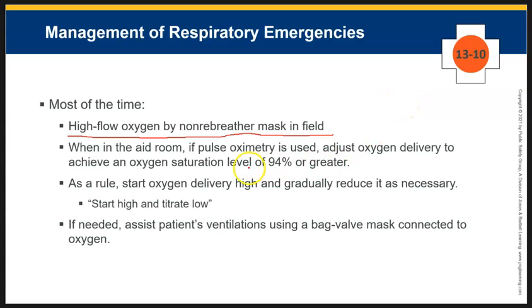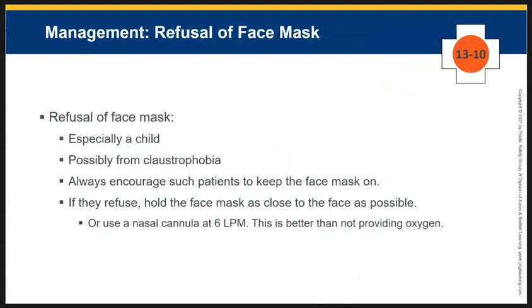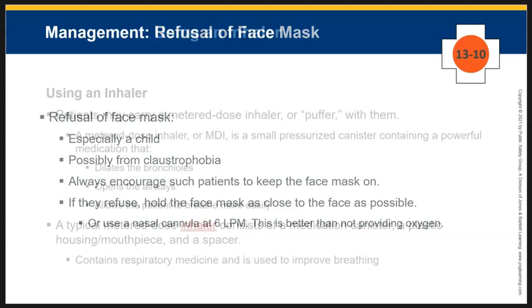In the aid room, we can check oxygen saturation level using a pulse oximeter to ensure that it's 94% or greater. If the patient refuses a face mask, such as a pediatric patient, we can hold the face mask as close to the face as possible using a blow-by technique and enrich the oxygen atmosphere just close to their nose or mouth. Also, we may use a nasal cannula at its highest setting, 6 liters per minute.